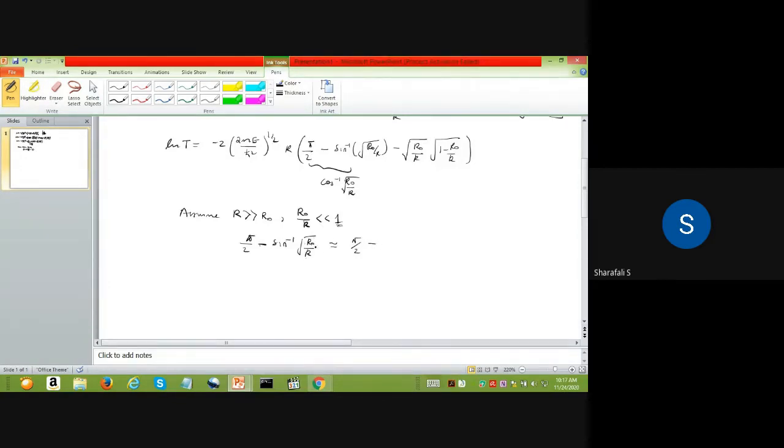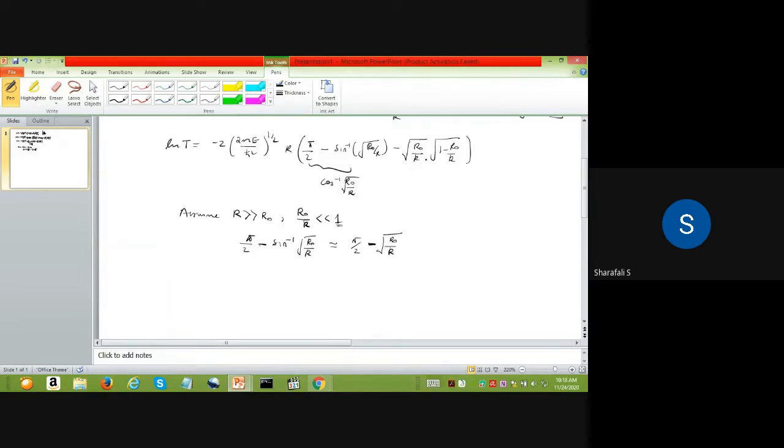For example, when you are having sine inverse of x, when x is very small, sine inverse of x will become x. Okay. So from that we can approximate: when you are having this condition R is very much larger than r0, r0 by R will become very small compared to 1, and in that case your sine inverse of a very small quantity will become that quantity itself. So this will become pi by 2 minus root of r0 by r.